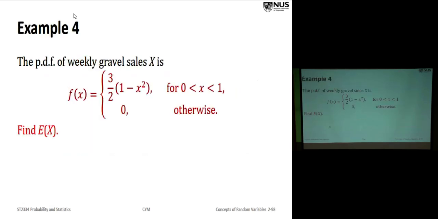Okay, so all those three examples were the scenario where the random variable X was discrete, and in fact on a countable space. In this case, we're given a PDF of a random variable for gravel sales, which looks like this. The PDF is 3/2 times (1 minus X squared) if X is in the interval 0, 1 and 0 otherwise. And we're asked to compute the expectation. So here there's nothing more complicated than computing the integral of X times this function over 0, 1.